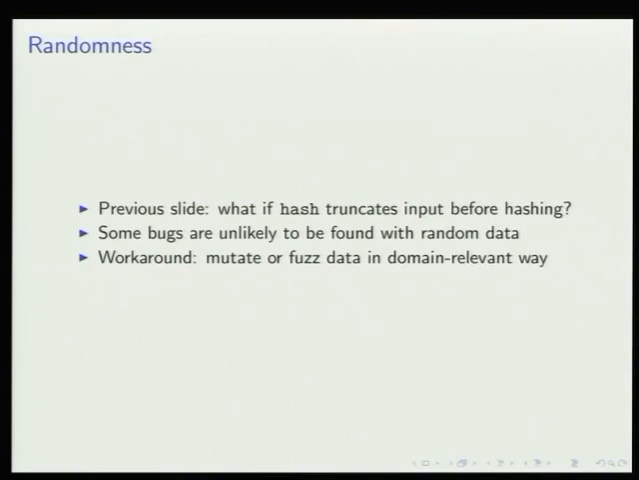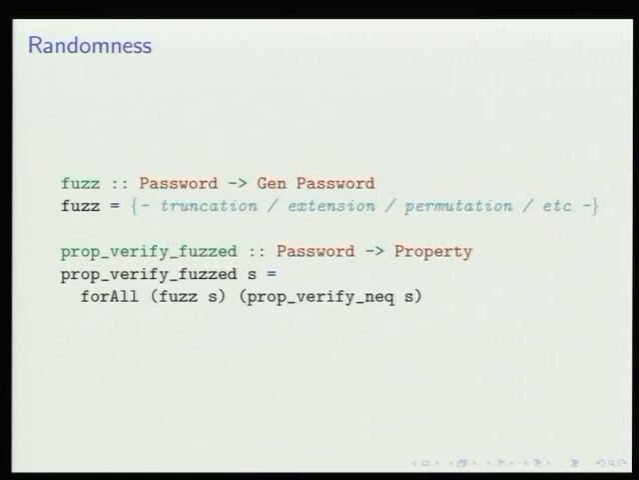QuickCheck will probably never tell you if you've got a bug in that. For example, if hash truncates the input before hashing, it's very unlikely that you're going to get two random values, s and s prime, that share a long common prefix. So some bugs are unlikely to be found with random data. The way to work around this is to mutate or fuzz the data in a way that's relevant to the domain, but this implies that the developer is clever enough to know what they have to do to trigger the sorts of bugs that you might get in a particular domain that randomness might not catch.